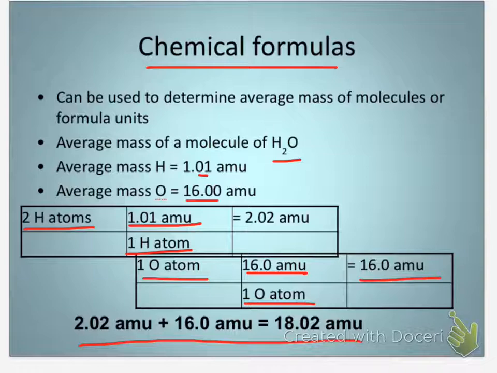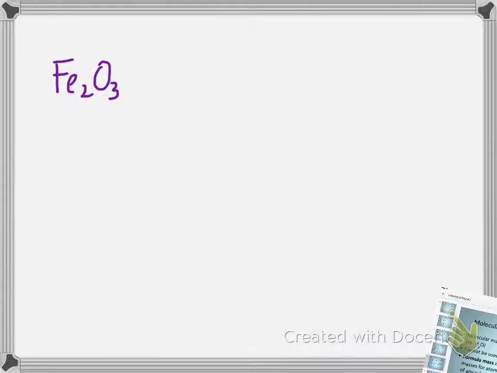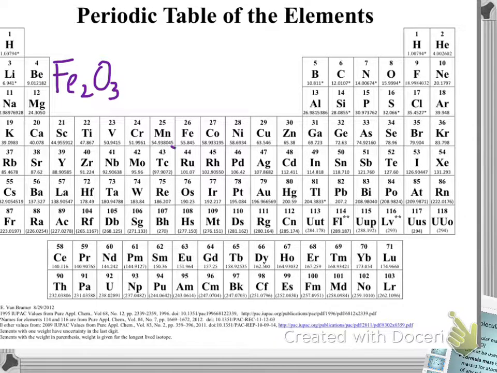Okay, let's do one more just to be sure we've got it. Okay, I've got our good friend iron 3 oxide, and you will need your periodic table for this. We're going to go ahead and just go to 2 significant figures. We're not building a rocket to Mars. We're not making drugs that people will take into their bodies. So we can go ahead and use 2 decimal places for significance.